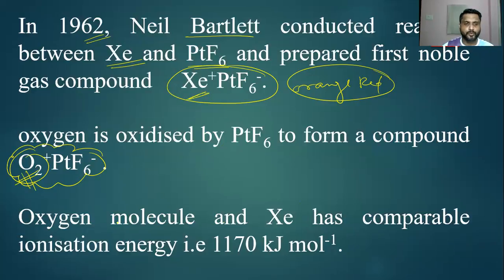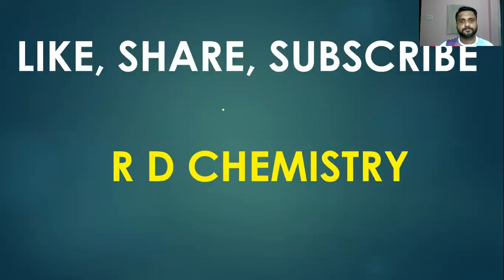The reason for this: oxygen was replaced by xenon because the oxygen molecule and xenon have almost the same ionization potential. If oxygen can lose an electron to form O2 plus, xenon should be in a position to lose one electron as well. Is that okay? Fine.